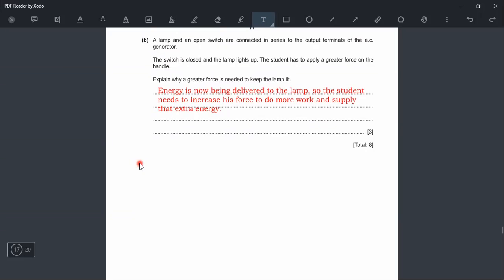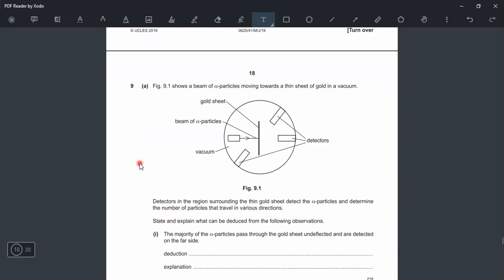Next. I think this is the last question, right? Yeah, it's a total of 9 questions.